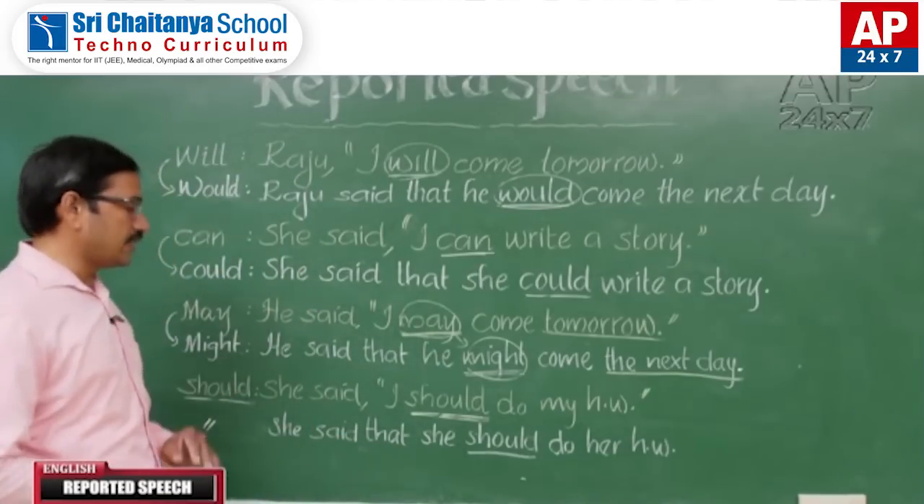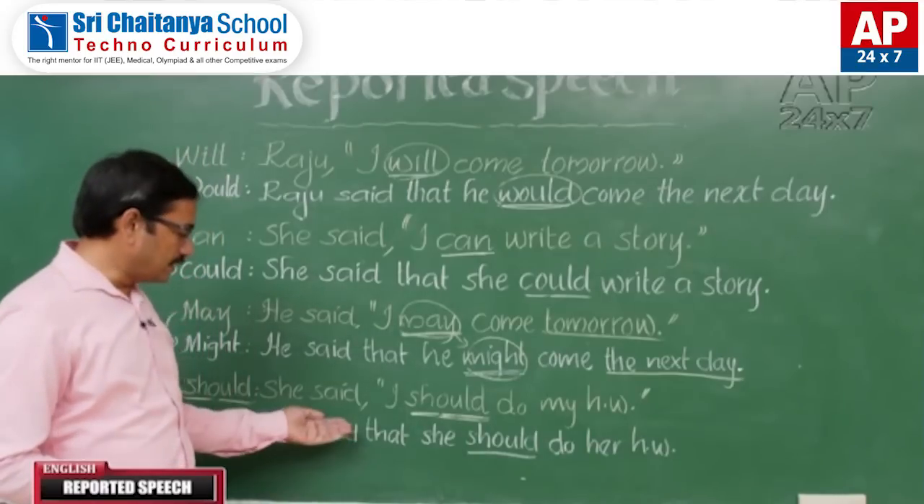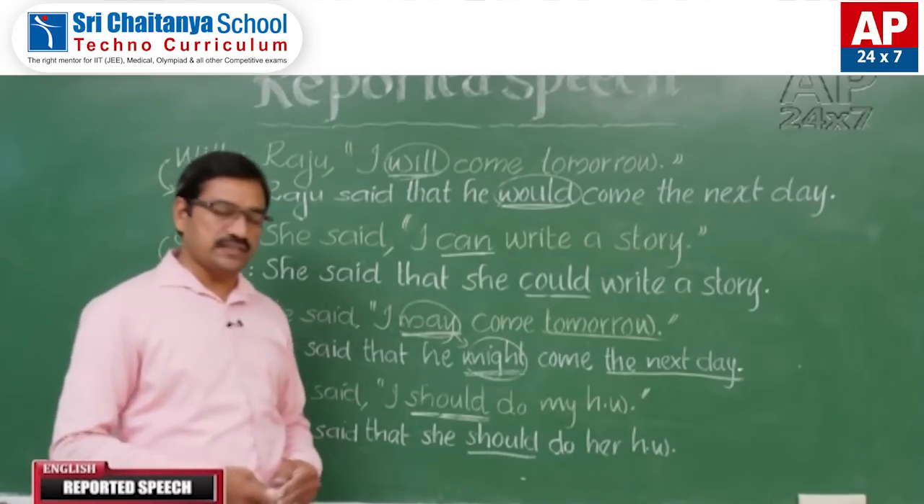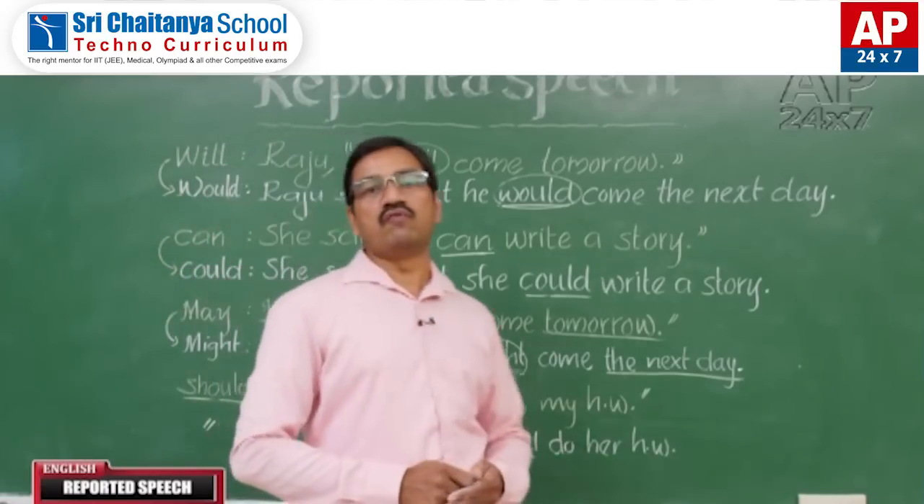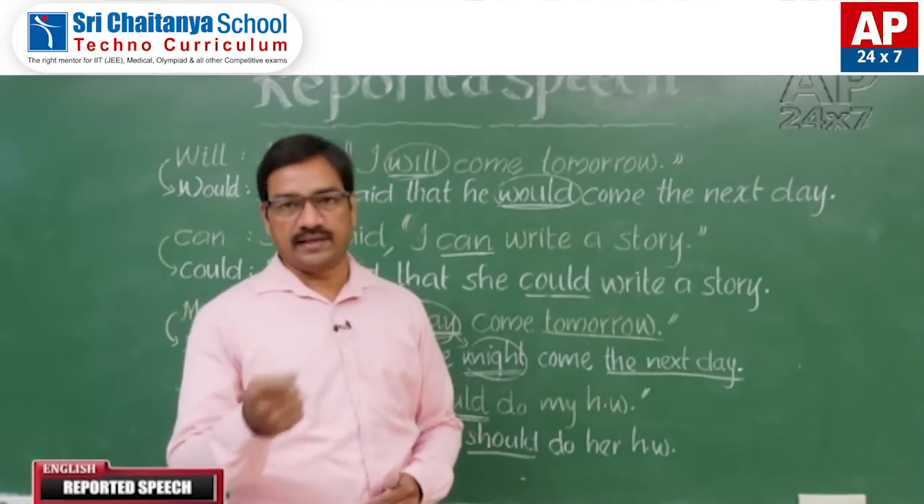If it is, she said, I would do my homework, the indirect speech will be she said that she would do the homework. So, should, would, might do not have a change in the indirect speech.